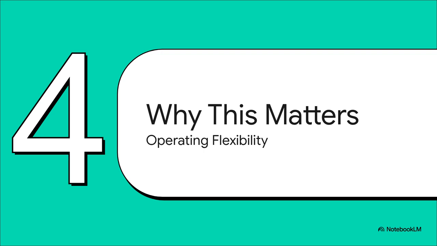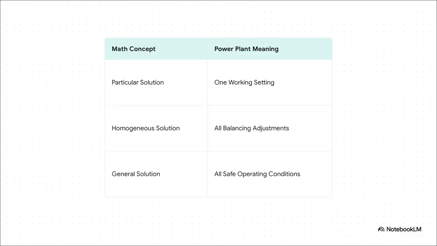Let's bring it all home. Why did we walk through all this stuff? Because this isn't about passing a math test. This is about how you do your job without things going boom. It's about your operating flexibility. This table right here, this is your Rosetta Stone. The particular solution from the textbook, in here, that just means one way to get the job done. The homogeneous solution, that's all your possible fine-tuning and balancing moves. And when you put them together, you get the general solution, which is literally the complete map of all safe operating conditions for this plant.